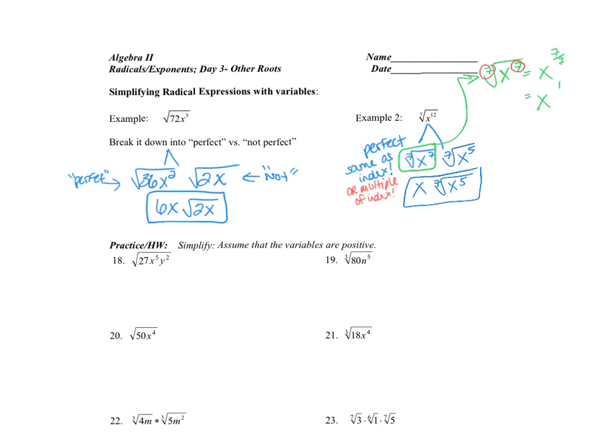So for number 18, breaking it up into the perfect and the not. So we're talking about square roots. So the largest perfect square that goes into 27 is a 9. Now I can take out at most 4 x's to make that perfect, right? 4 is a multiple of 2, which is my index. And I can take out y squared. Awesome. Now my leftover piece would be square root of 3, and I have 1 x left over. When I simplify, my perfect becomes 3x squared y, and then times the square root of 3x.